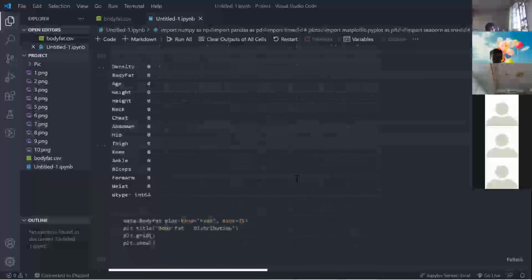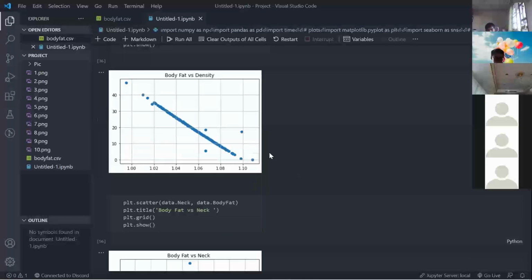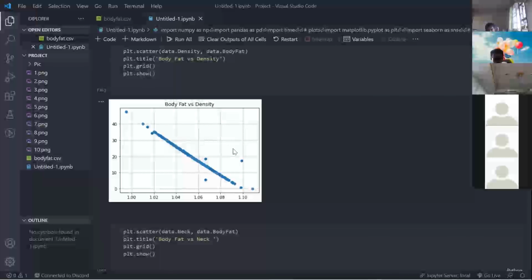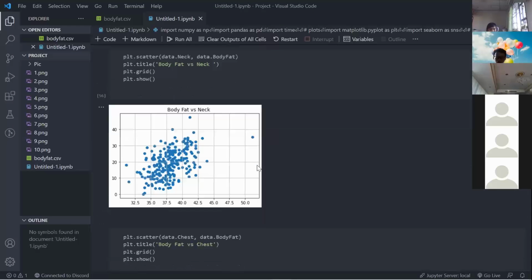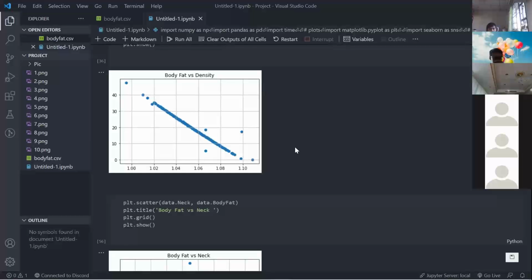Right now I did some correlations between body fat and the measurements. Firstly, we know body fat and density have a really high correlation. As you can see, it's a straight line over here. But for other measurements, I don't think there is a correlation.